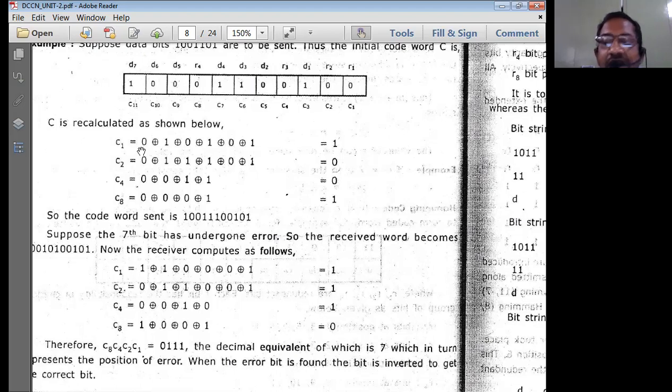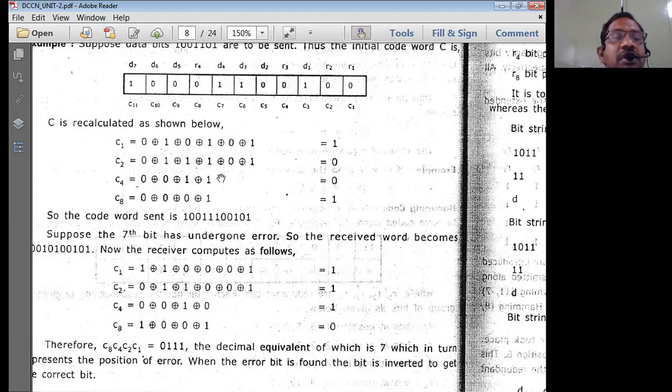At the receiver side, the receiver will calculate like this. C1 is equal to what? C1 is equal to C1 XOR C3 XOR C5 XOR C7 XOR C9 XOR C11. So what is the value you're going to get? 0 XOR 1 is 1. 1 XOR 0 is 1. 1 XOR 1 is 0. 0 XOR 0 is 0. 0 XOR 1 is 1. So I got the result as 1.